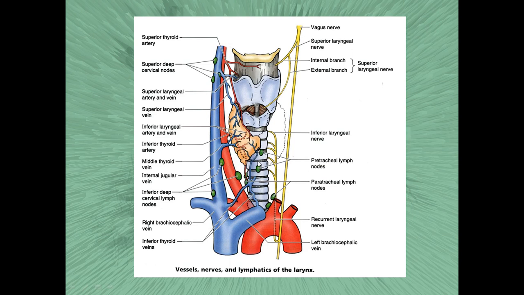These inferior deep cervical lymph nodes are subdivided into the pretracheal lymph nodes in front of the trachea, and paratracheal lymph nodes located beside the trachea. Then lymph drains into the jugular trunk, as you remember, right and left, and then to the corresponding duct, right lymphatic duct and thoracic duct, and corresponding venous angles.